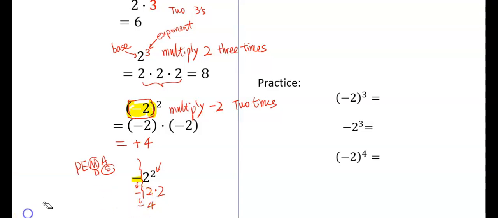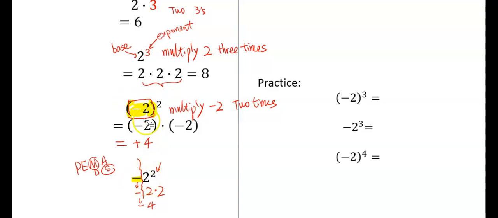Okay, so notice that we have 2 different answers. When we have a pair of parentheses, we actually get positive 4. But when we don't have a pair of parentheses, we don't need to do 2 copies of the minus sign. We only do 2 copies of the digit 2 because the minus sign is separated from 2.